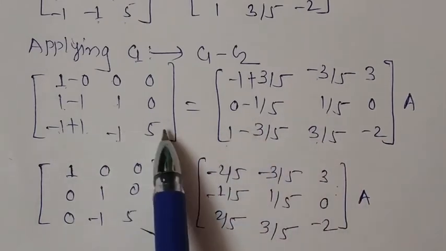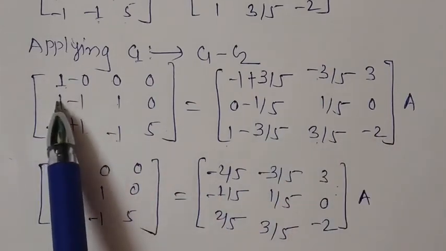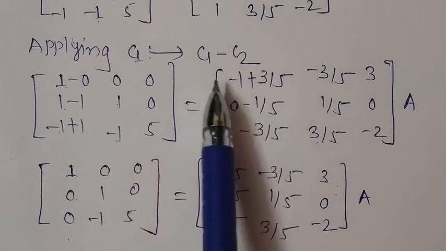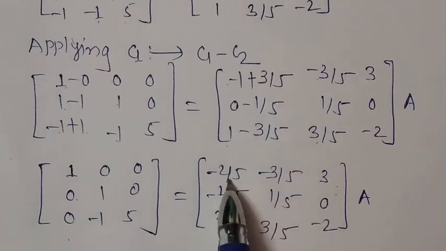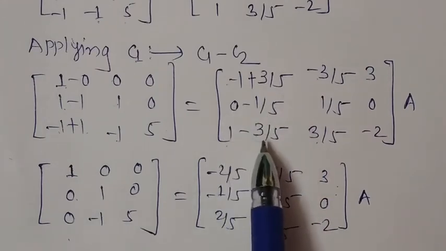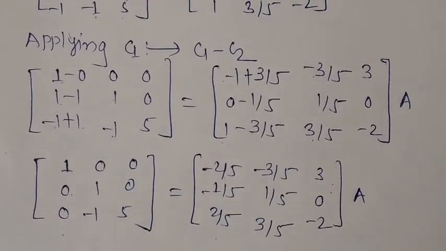So you can solve: 1 minus 0 is 1, 1 minus 1 is 0, minus 1 plus 1 is 0. Column number 2 remains steady. Column number 1 here again: minus 1 plus 3 by 5, that is minus 2 by 5. Then minus 1 by 5, and again here 5 by 5 minus 3 by 5, that is 2 by 5. Other columns remain steady. Now step 4 is completed.